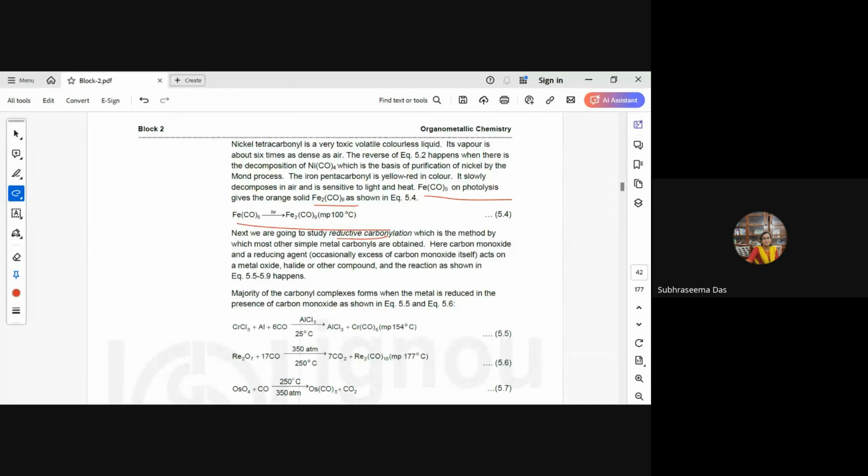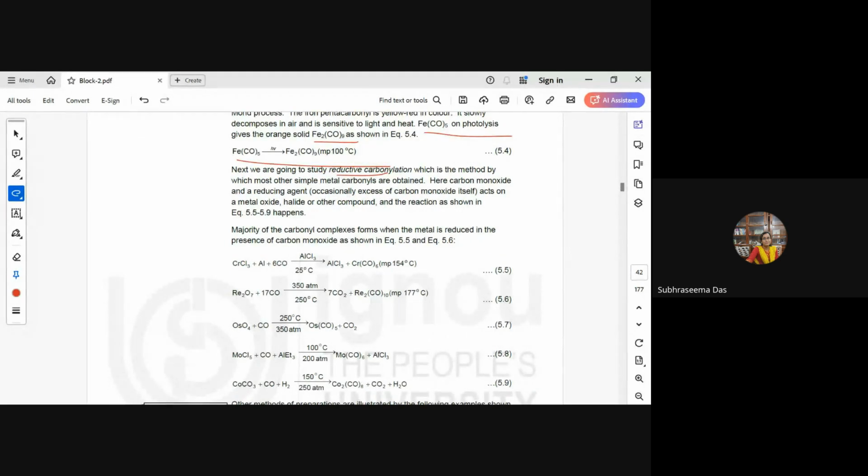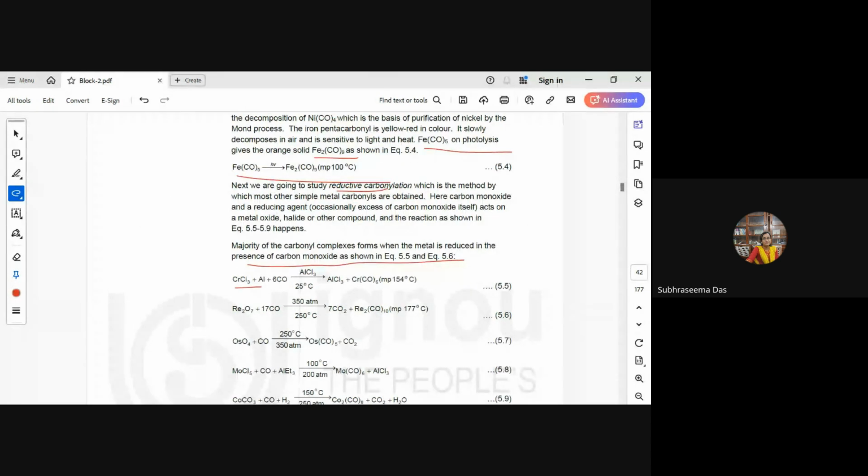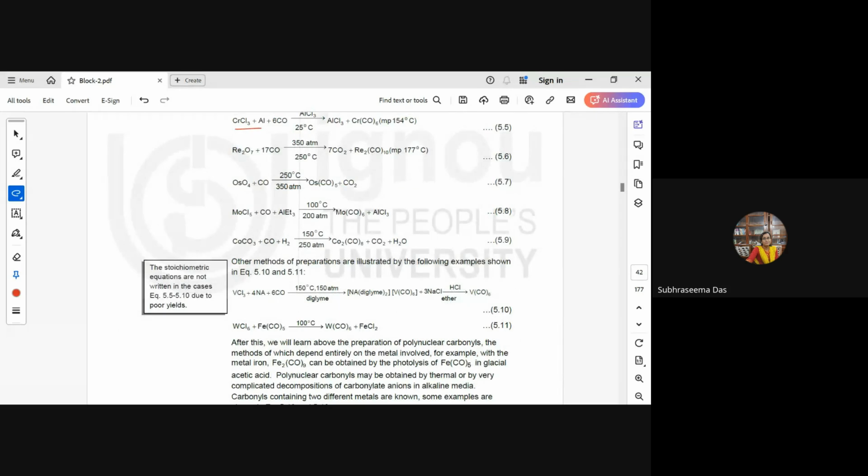The majority of carbonyl complexes are formed when the metal is reduced in the presence of carbon monoxide. If you look at equations 5.5 to 5.9, we see here chromium chloride plus Al plus 6CO gets reduced to form CrCO6. Such equations indicate reductive carbonylation for the formation of metal carbonyls.